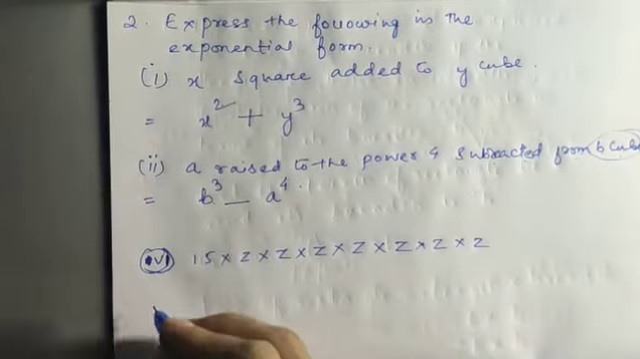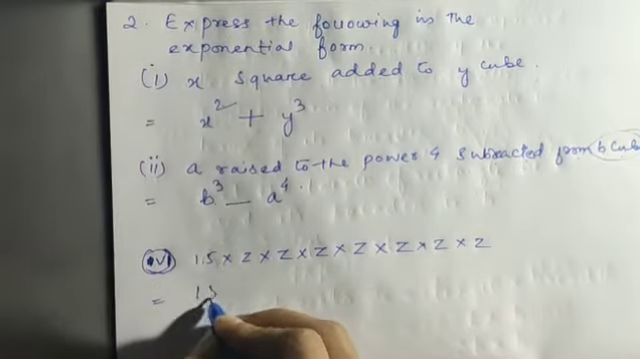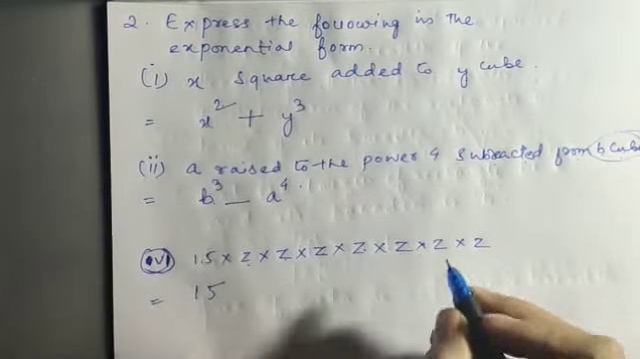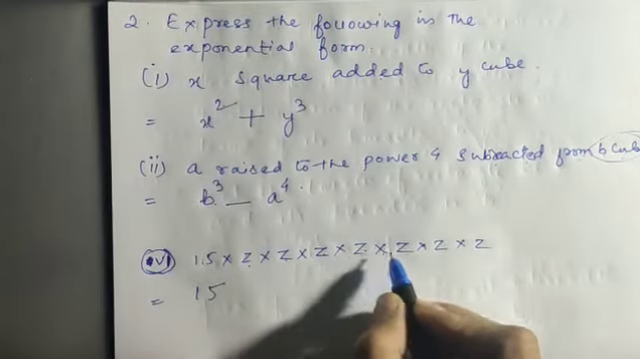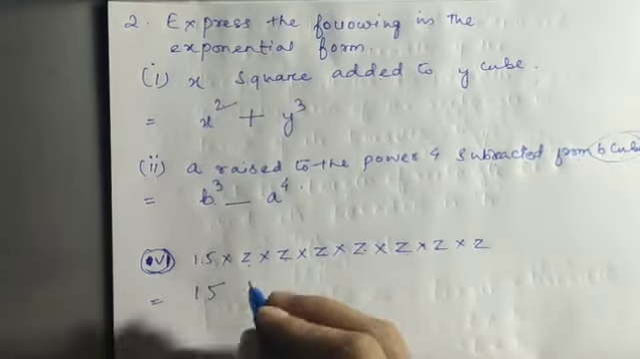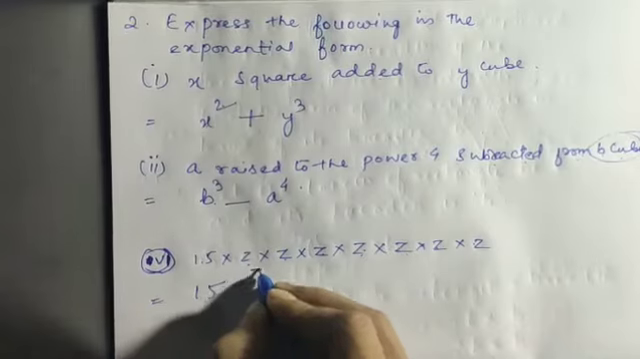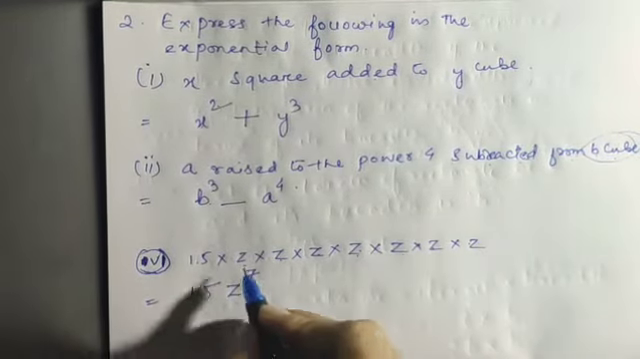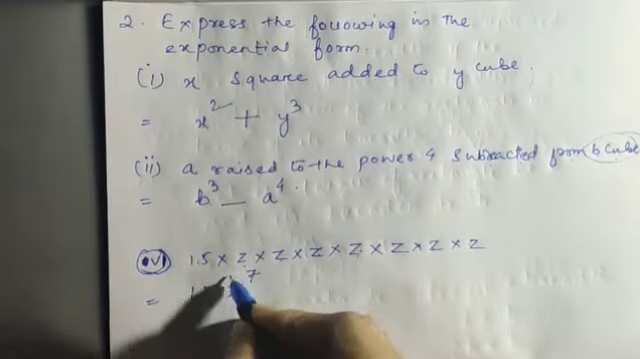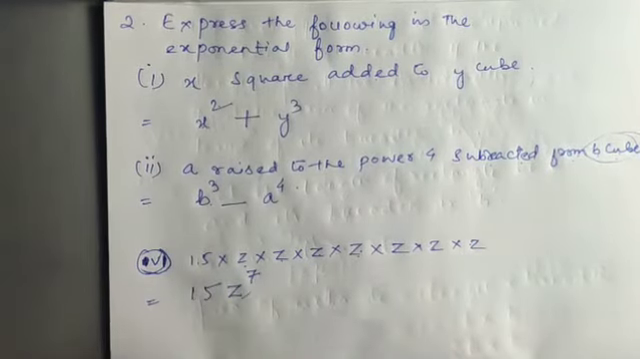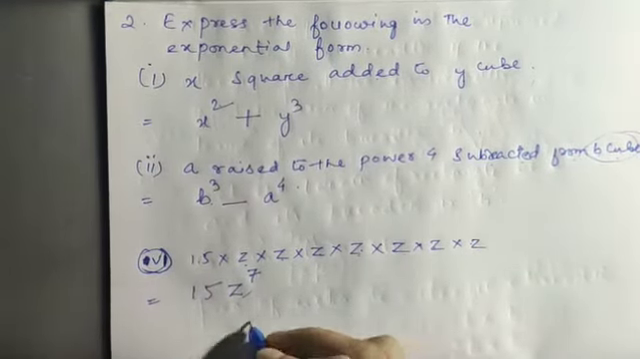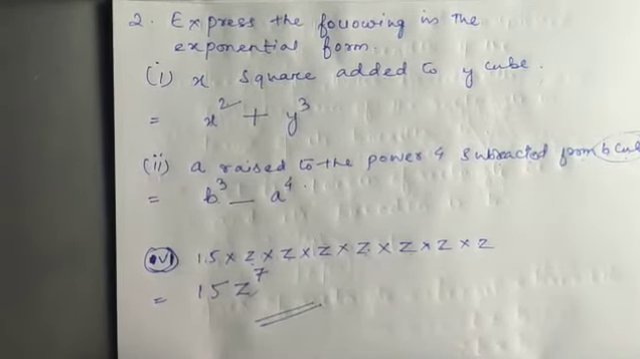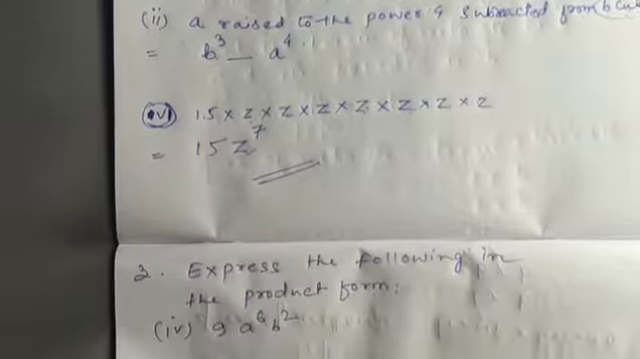Okay, now here you see 15 z, 1 2 3 4 5 6 7 times z is there. So z power 7. This is given in the product form, and we have written down this one in the exponential form. This is how we are going to express in exponential form. Okay, now let's see the next question.